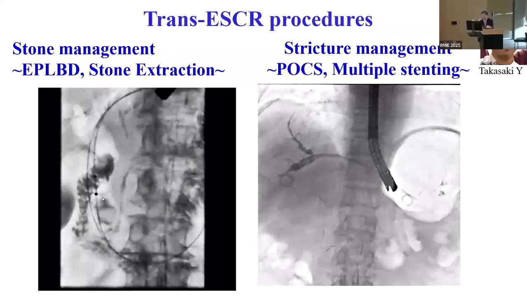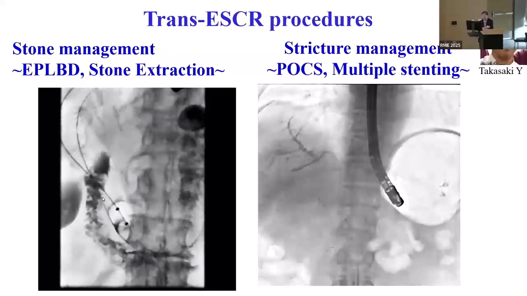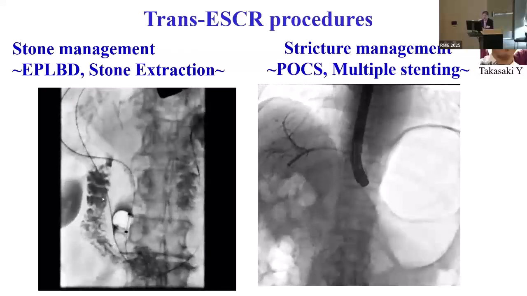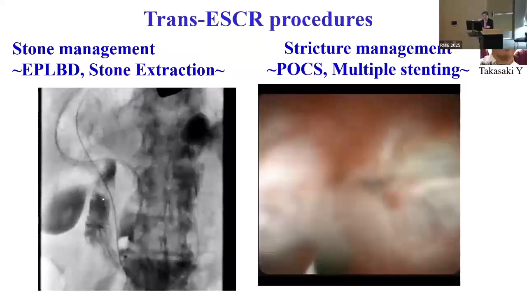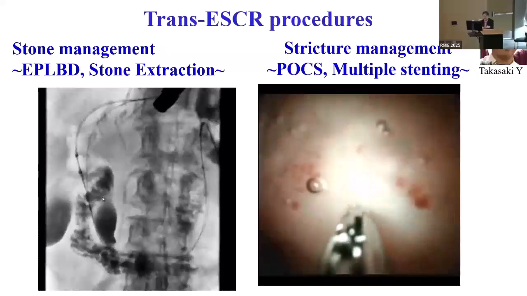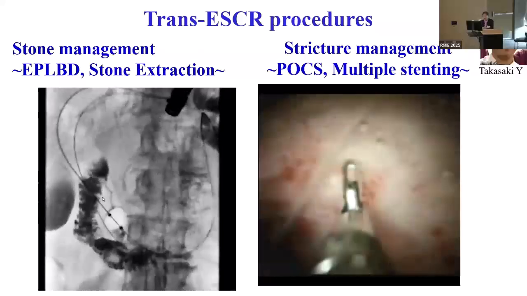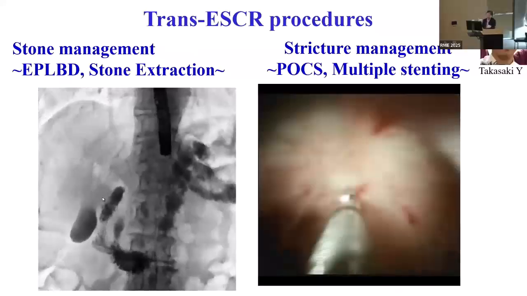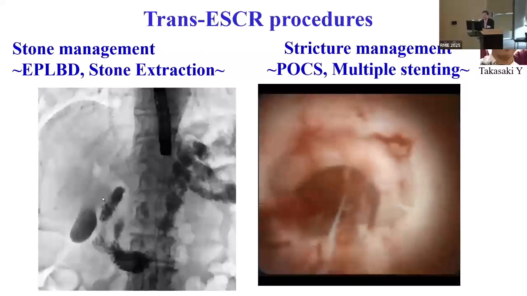So after the dilation of the insertion route, we can insert POCS very easily. We can perform the stone crush procedure and also examination of the stricture portion, and check whether the stricture is benign or malignant by targeted biopsy. So we can perform many various procedures as trans-esca procedures.